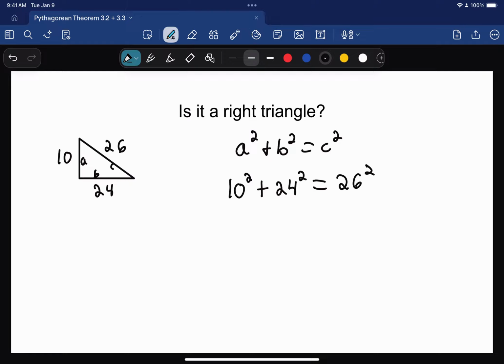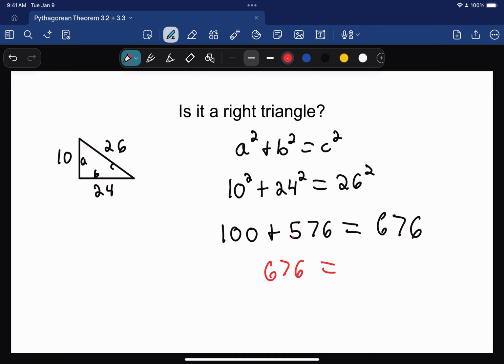Okay, so obviously 10 times 10, we got ourselves 100. 24 times 24, 24 squared is 576. And 26 times 26 is 676. Very interesting. If we add 100 plus 576, we end up with 676. These are the same. Yay, it works. So yes, this is a right triangle. Great news. We can put our little right triangle thing there.